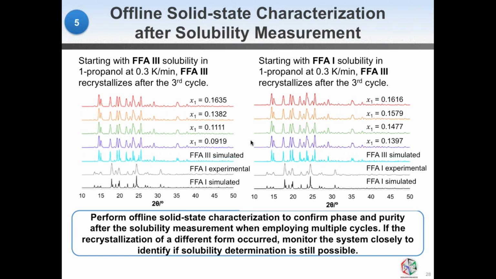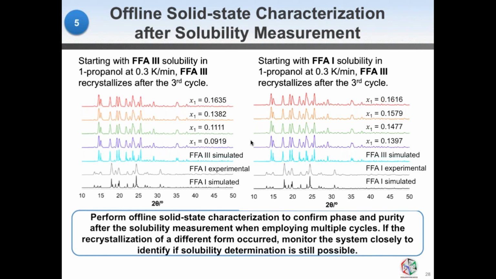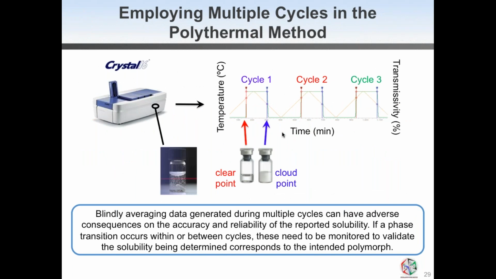Okay, so one of the great features of the Crystal16 system is that it allows us to repeatedly analyze the same vials in multiple cycles in order to increase the reproducibility and the number of data points collected. However, we would like to raise awareness in this regard: applying this kind of approach and just blindly averaging data generated during those cycles might lead to adverse consequences with respect to accuracy and the reliability of the data points reported for this particular composition.